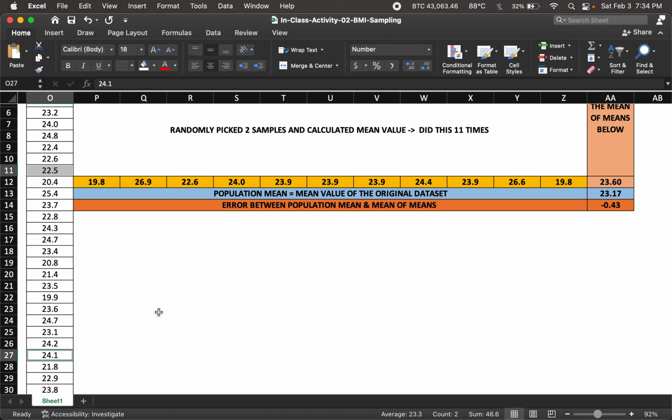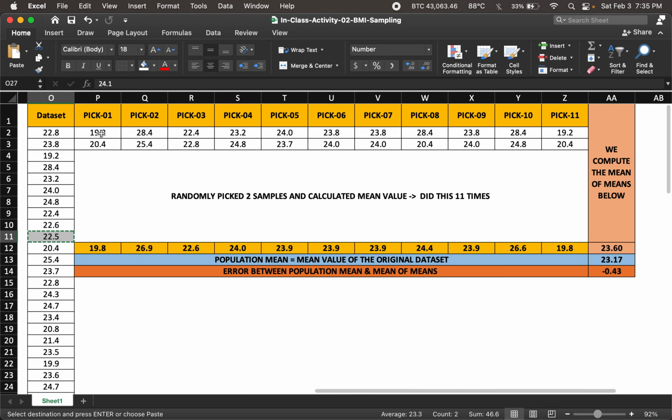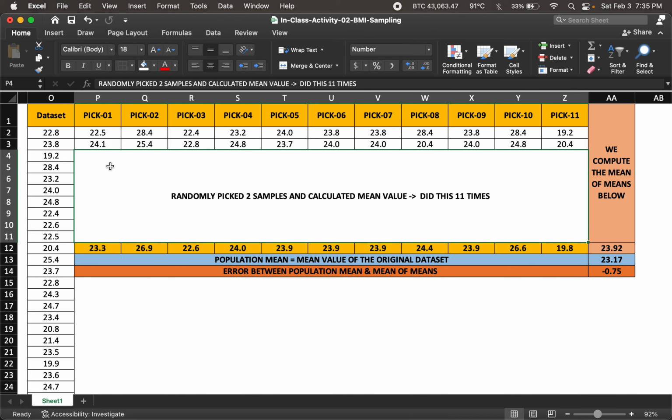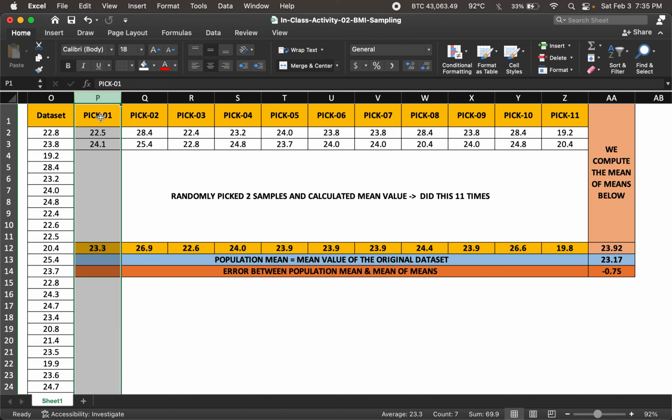You can then do a control C or a command C to copy them and simply paste them here with a control V or a command V, depending on if you're using a Windows or a Mac. So you just paste them right there and you hit enter, right? So you get these two values here. So I've just sampled the two values from the data set and put them in my first pick column. The same way I could do for the second, third, fourth, fifth, and all the way to the 11th pick right here.